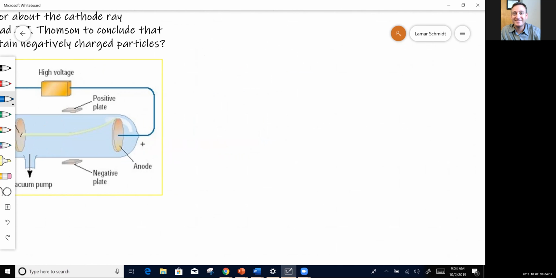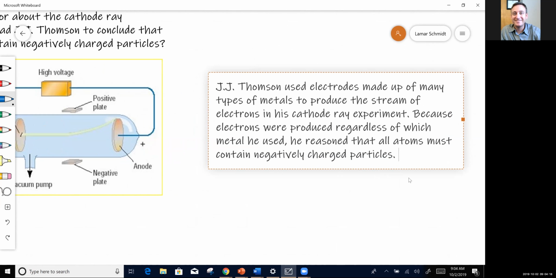And so to show you a written answer of that, I'll put that in here, and then I'll ask you a couple questions, and I wish you the best in answering those. Let's go over this. J.J. Thomson used electrodes made up of many types of metals to produce the stream of electrons in his cathode ray experiment. Because electrons were produced regardless of which metal he used, he reasoned that all atoms must contain negatively charged particles. All right, so your questions are coming up shortly.